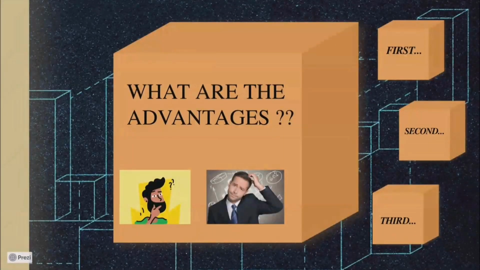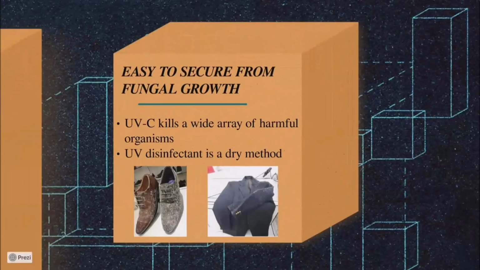So, what are the advantages of the disinfectant smart cupboard? First of all, as everyone knows, UVC kills a wide array of harmful organisms. Other disinfection methods may not, or they may leave a damp environment where fungi can thrive. Since UV disinfection is a dry method, in this case, the items and the clothes in this disinfectant smart cupboard are easy to secure from fungal growth.